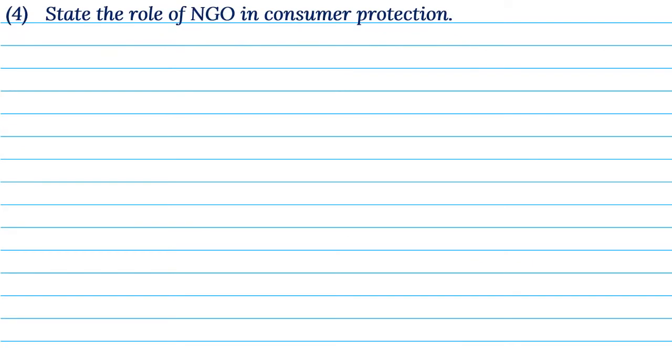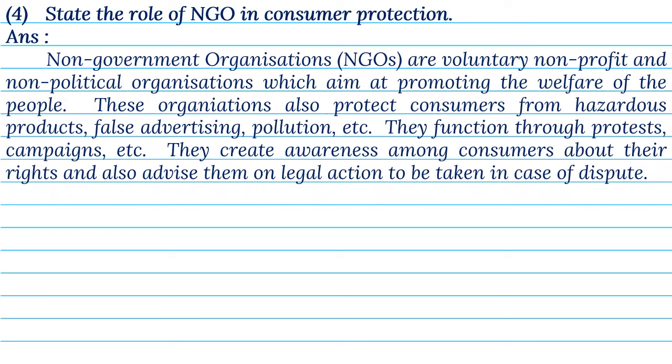4. State the role of NGO in consumer protection. Answer. Non-government organizations, that is, NGOs, are voluntary non-profit and non-political organizations which aim at promoting the welfare of the people. These organizations also protect consumers from hazardous products, false advertising, pollution, etc. They function through protests, campaigns, etc.